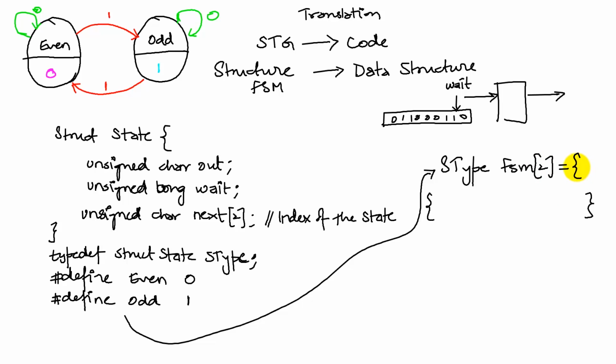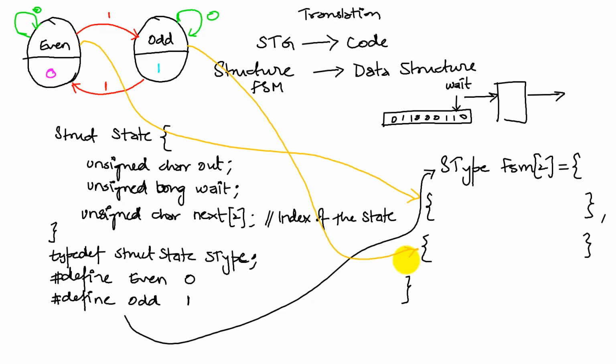So I put curly braces. The first element is going to be a structure. The second element is also a structure, and I close it. So what is the first element of my array? Each element is of type S type, and we know that the first element has 3 attributes. The first attribute is the output, and I know that in this case I'm going to produce an output. So this will be my state even, and this will be my state odd. Let's make a note of that.